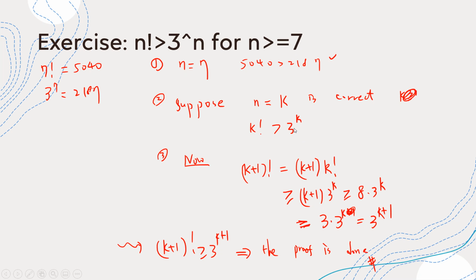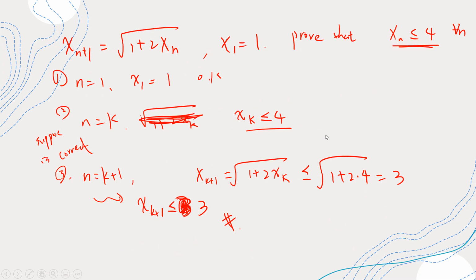Now k is greater than or equal to 7, right? So I can say it is greater than or equal to 8 times 3 to the k, so it is greater than or equal to 3 times 3 to the k, so it's 3 to the k plus 1. Okay, so (k plus 1) factorial is greater than or equal to 3 to the power k plus 1. So the proof is done. Okay, so this is the easy exercise.